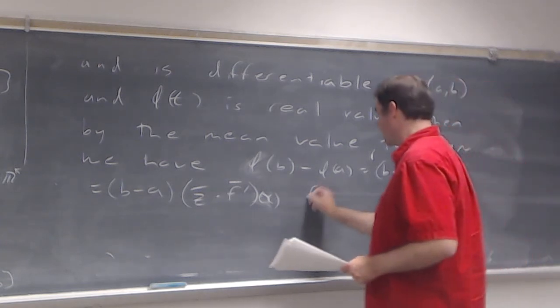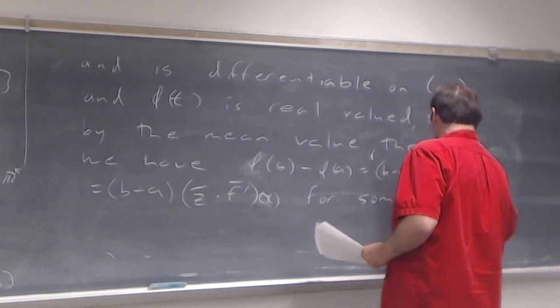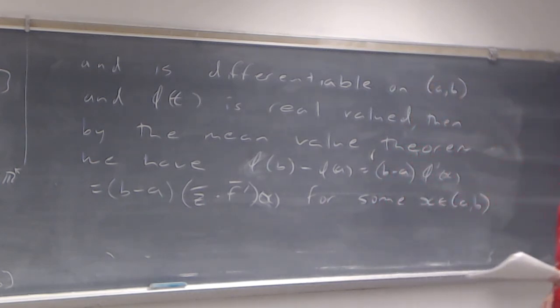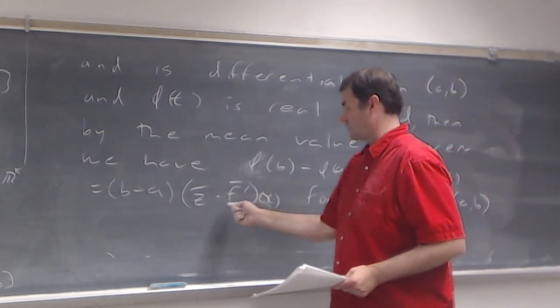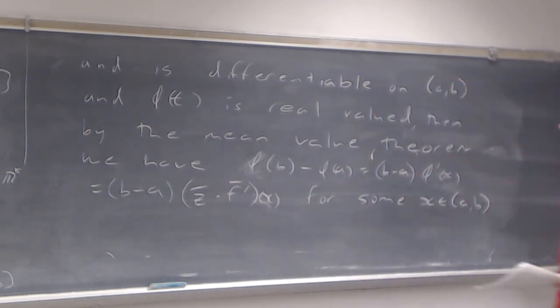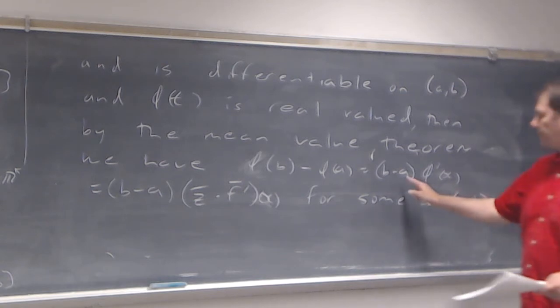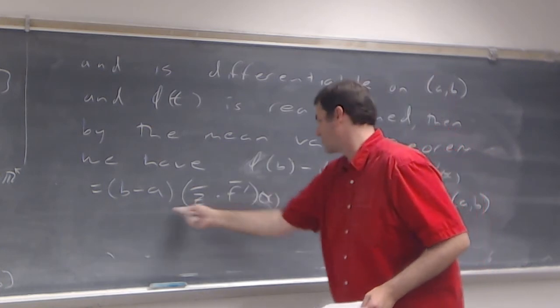And that's true for some X element of the open interval from A to B. That's what we'll have. And the way we get this is by a fact we had in our last video lecture about taking the derivative of the inner product between vector valued functions. Okay, now what we're going to concentrate on next, so we have phi of B minus phi of A is equal to this quantity.